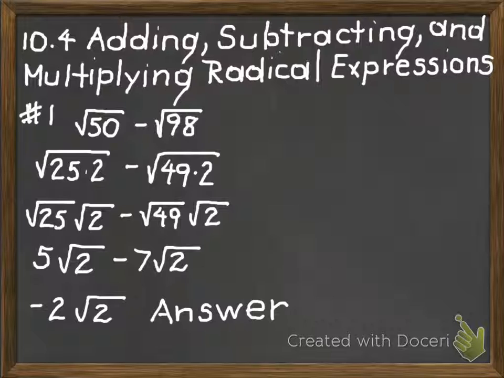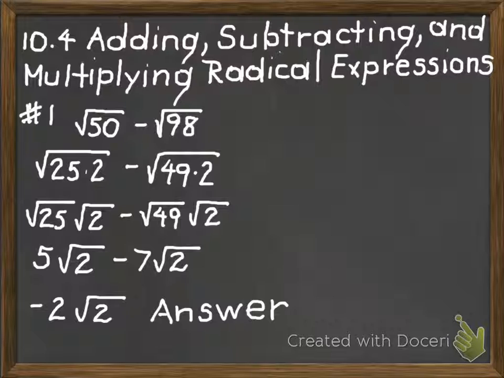So as you can see now, we have factors of 2 under both radical signs. That's going to become our like radical. That's what we're aiming for. So on the third line, we use the product rule, putting each factor of the radicand under a separate radical sign. Square root of 25 times the square root of 2 minus the square root of 49 times the square root of 2.